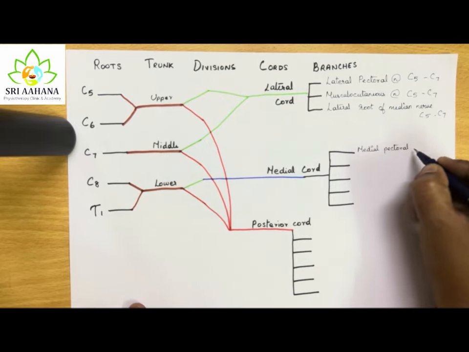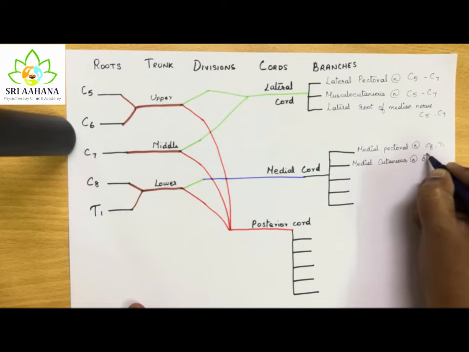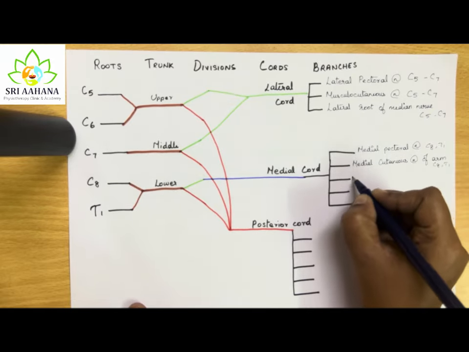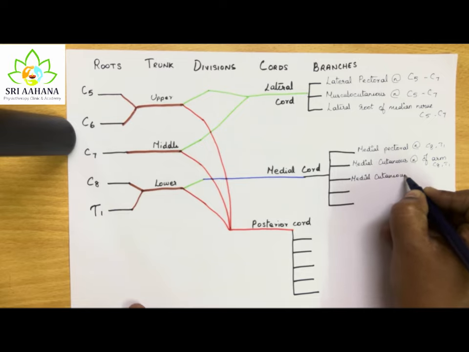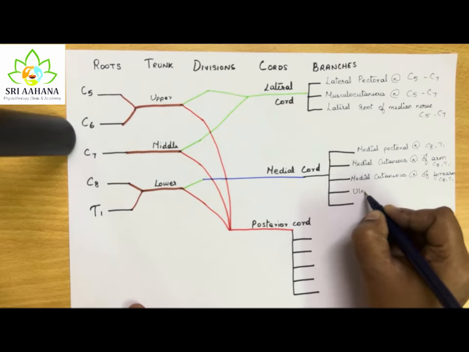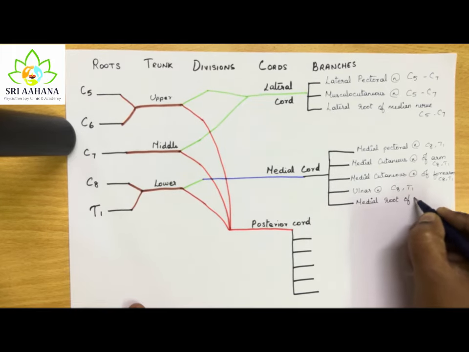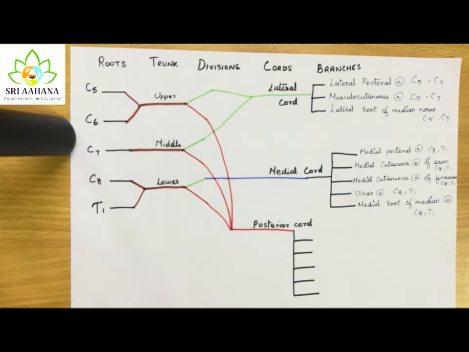The medial cord branches are the medial pectoral nerve with C8 to T1 as the root value. Then we have the medial cutaneous nerve of arm, medial cutaneous nerve of forearm. Then we have the ulnar nerve with C8 and T1 as a root value. And then we have the medial root of median nerve with C8 and T1 as a root value.